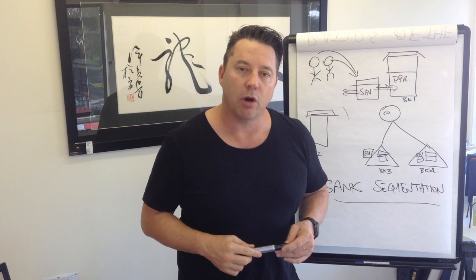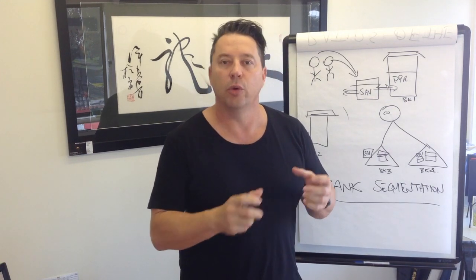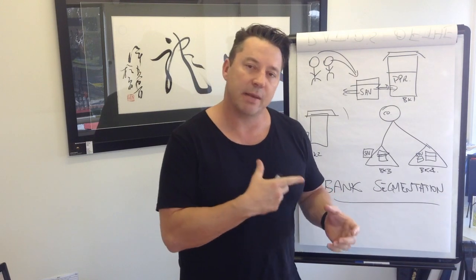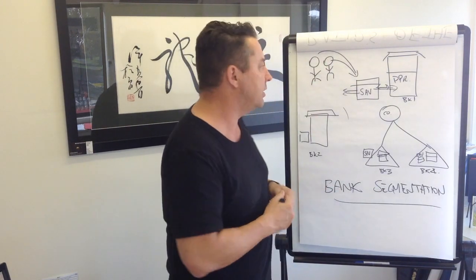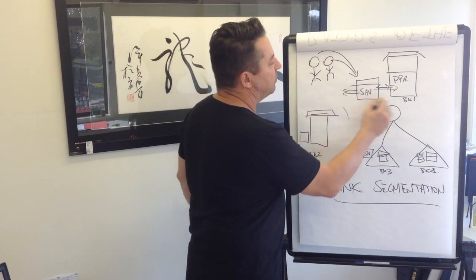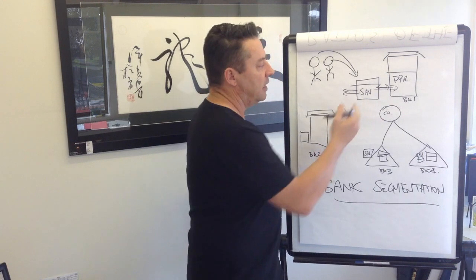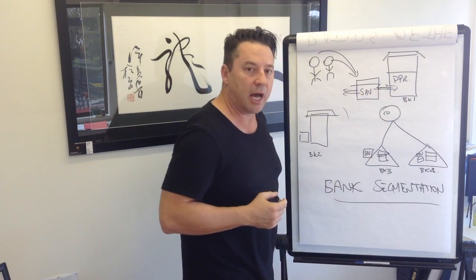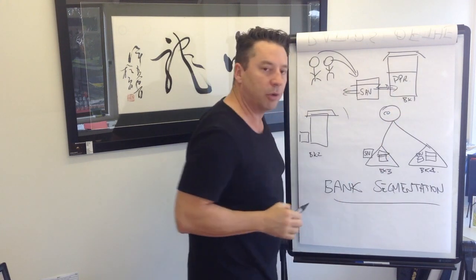Just a short video on bank segmentation and how to use your bank accounts with each bank. So a bit of an example that we have here is we've got Bob and Mary and they're PAYG earners. So their income is being deposited into a savings account, so it's just an everyday account. In some cases it might be a 100% offset, offsetting their PPR mortgage over here.